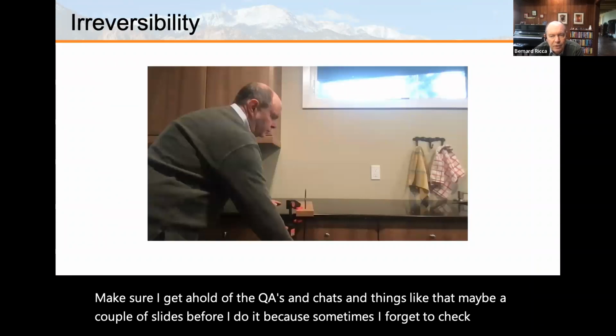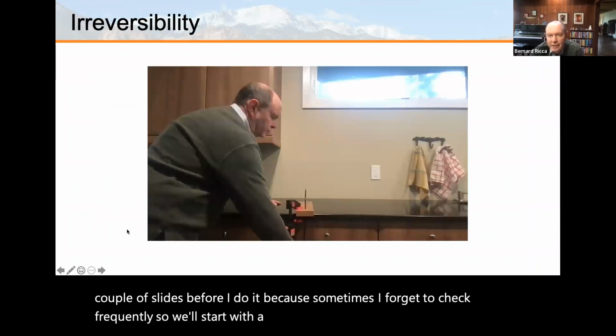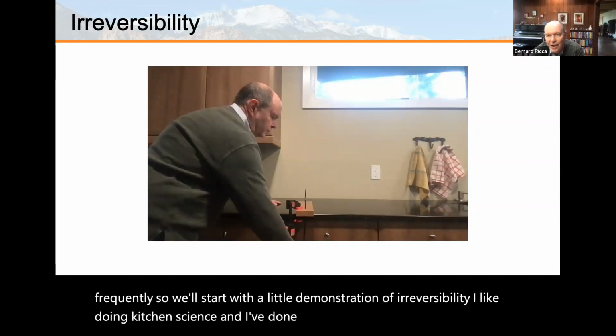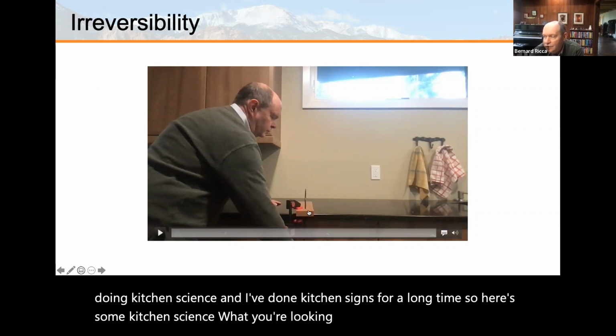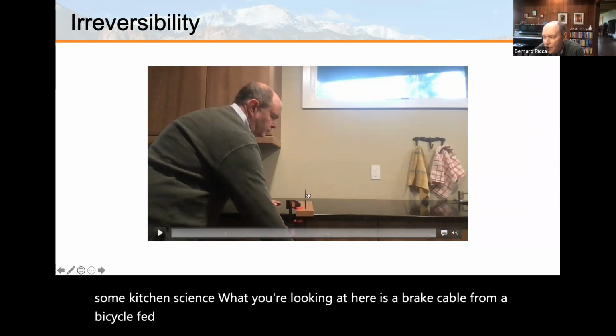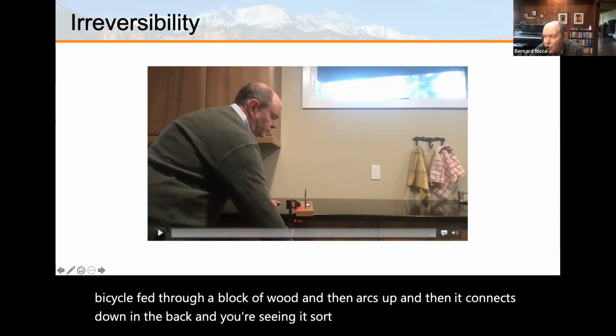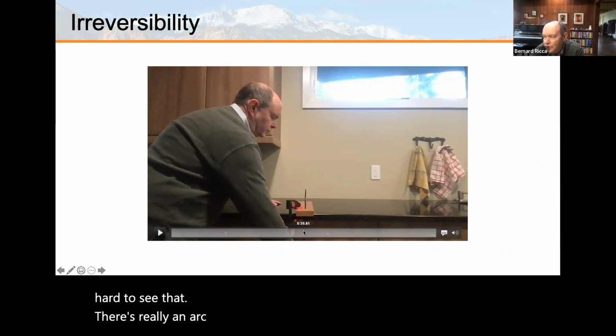So we'll start with a little demonstration of irreversibility. I like doing kitchen science, and I've done kitchen science for a long time. So here's some kitchen science. What you're looking at here is a brake cable from a bicycle fed through a block of wood, and then it arcs up and connects down in the back. You're seeing it straight on, so it's hard to see that there's really an arc here. What I'm going to do is slowly feed this up through the bottom.